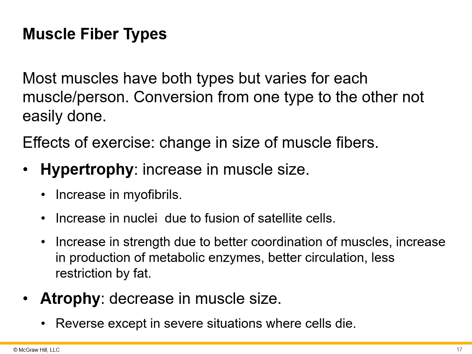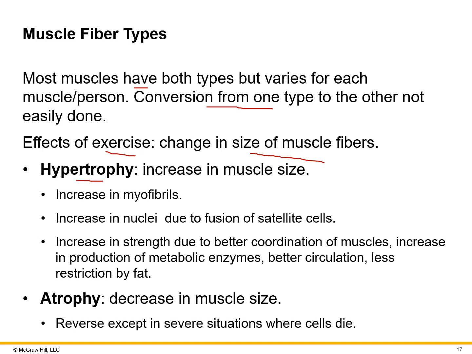So a little bit more about these. Most of the muscles have both types, but they vary from person to person. Conversion from one type to another is not easily done. So typically once a muscle fiber is slow twitch, it stays that way. Fast twitch stays that way. Now, what effect does exercise have on that? It changes the size of the muscle fiber. Again, we don't really change the number of muscle fibers after development. It's more the size of them. That's what exercise is doing.